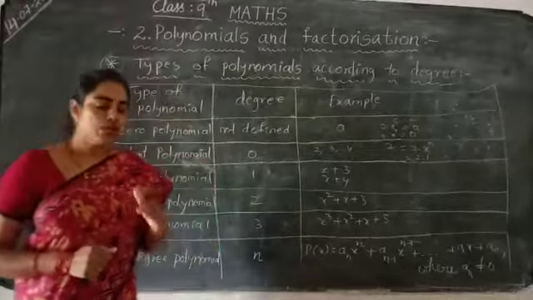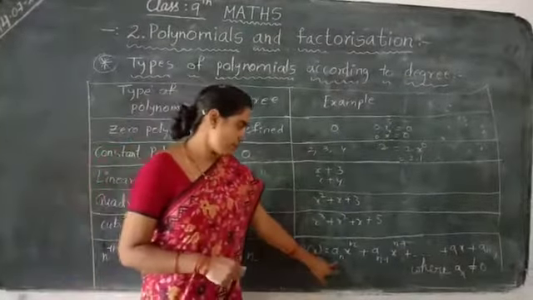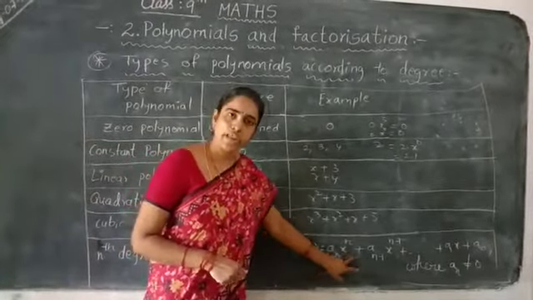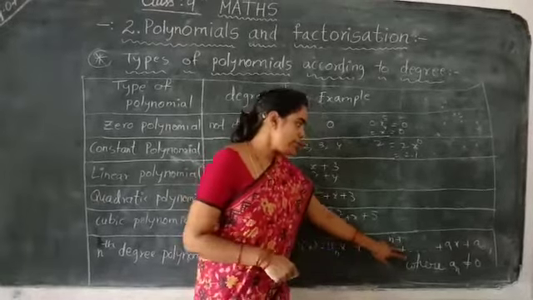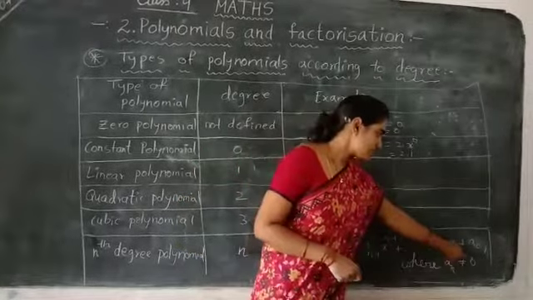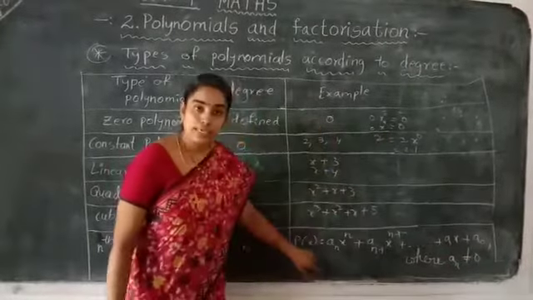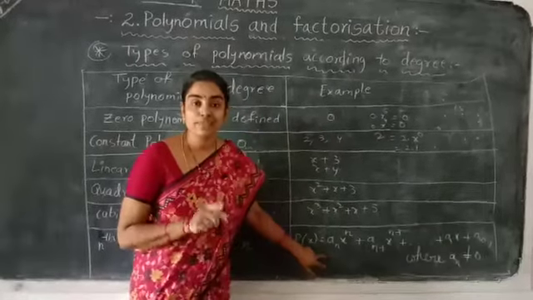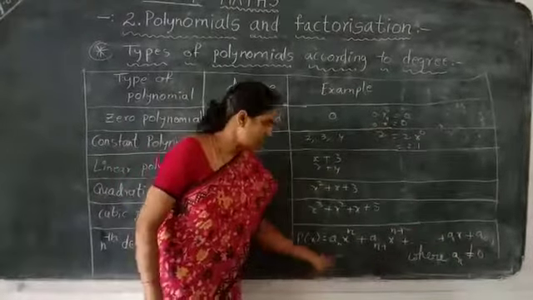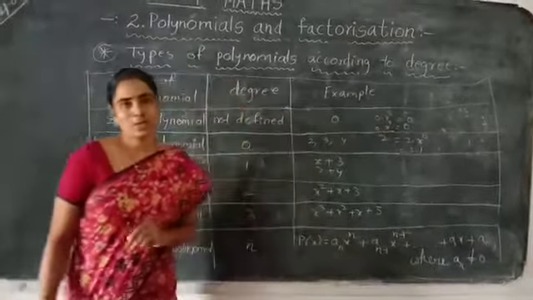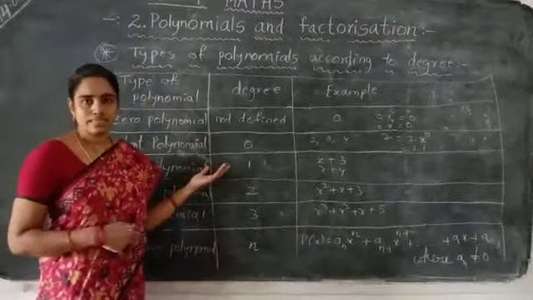So the general form of an nth degree polynomial is p of x equals an into x power n plus an minus 1 into x power n minus 1 plus, etc., plus a1 into x plus a naught, where an is not equal to 0. Then it is called an nth degree polynomial. Here a naught, a1, an minus 1, an are constants. Okay children, understood? Let us continue with the next part.